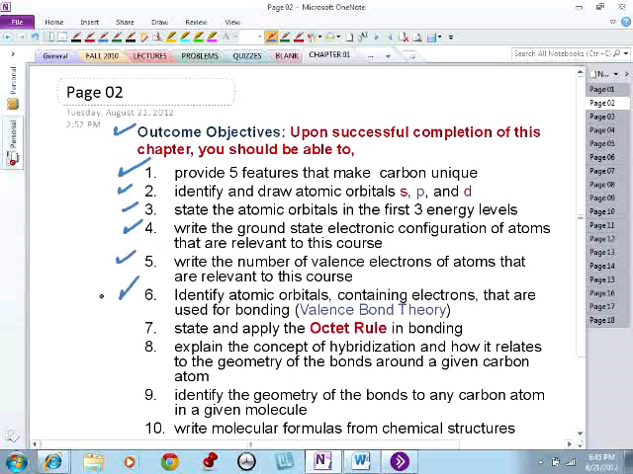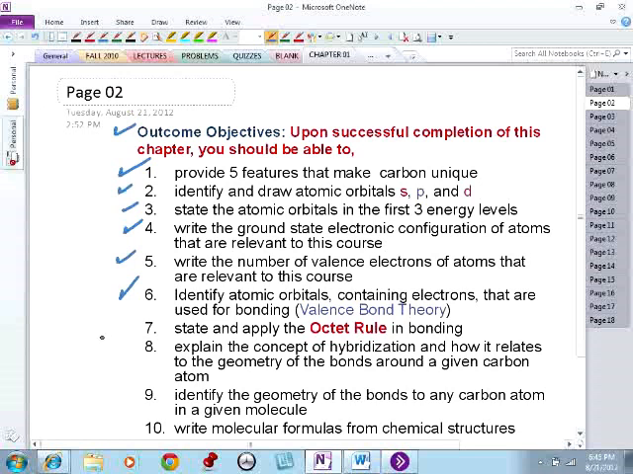Can somebody read for us items 5 and 6? What should you be able to do at the end of this chapter? Yes, go ahead. Write the number of valence electrons of atoms that are relevant to this course and identify atomic orbitals containing electrons that are used for bonding. Very good. So, in other words, all of these things you should know.